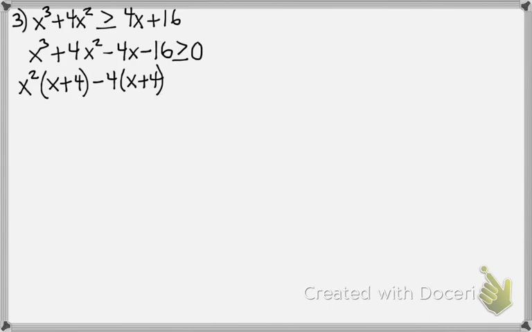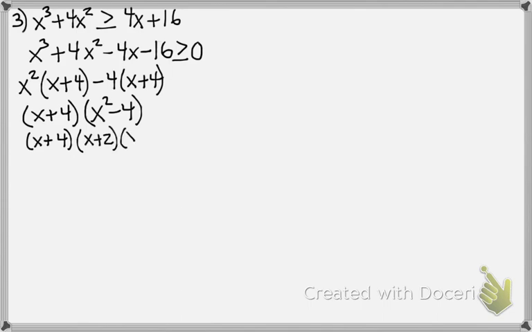So then I want to complete the factor by grouping. So this will be x plus 4 and x squared minus 4. And we're still not done factoring because that x squared minus 4 is a difference in two squares. So the x plus 4 is going to stay the same, but the x squared minus 4 is going to factor to be an x plus 2 and an x minus 2. And again, this is all greater than or equal to 0.